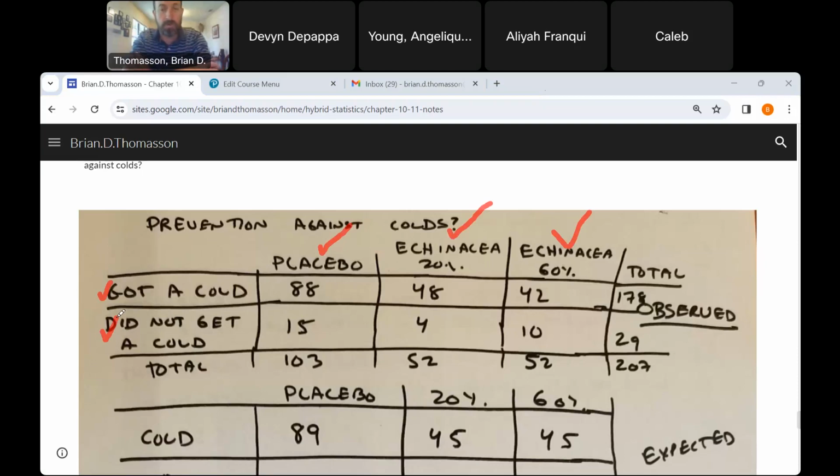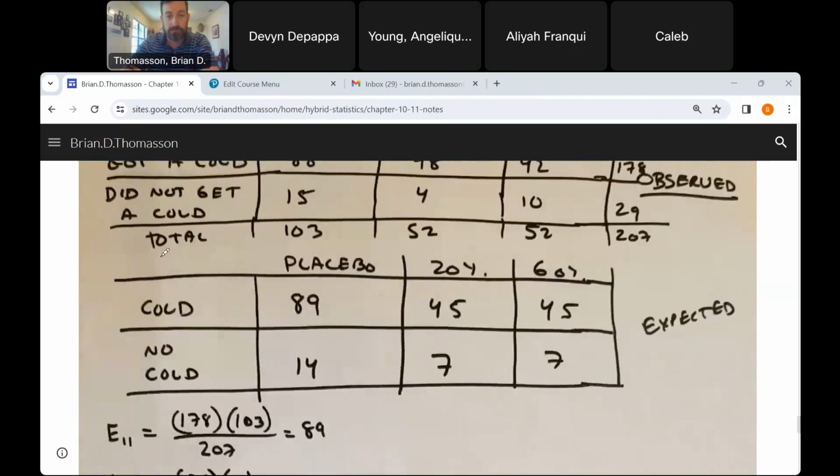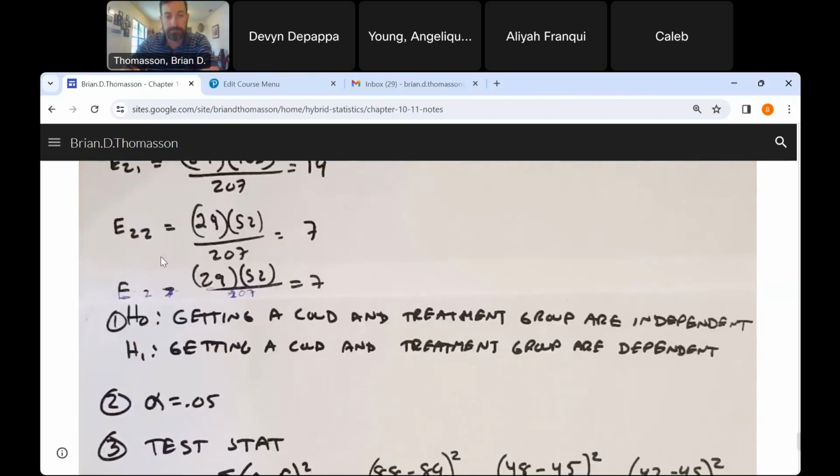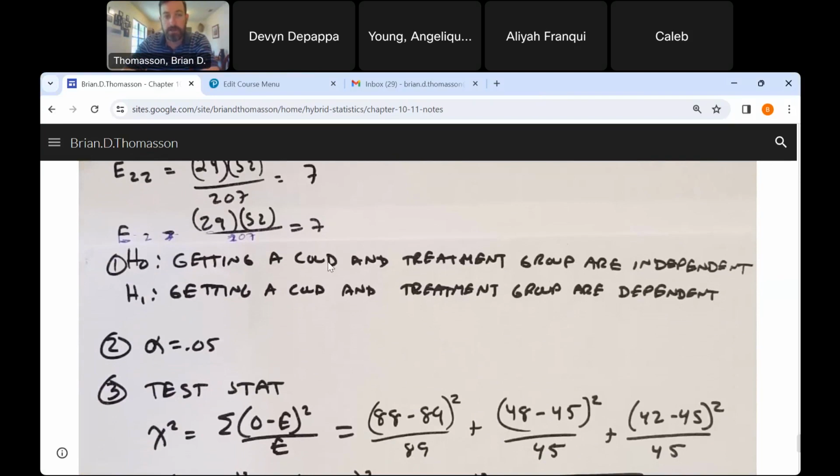So what we're always going to assume is that the drug does not work, and then see if the observed values and expected values are far apart or not. Okay, so let me go down, I'll come back. So our H0 is getting a cold and treatment group are independent. That means the drug does not work. And H1 is getting a cold and treatment group are dependent, meaning that the drug does work.